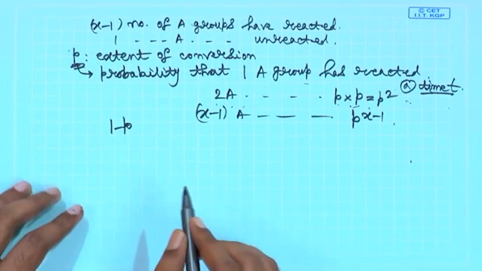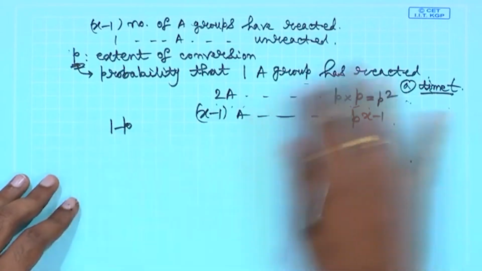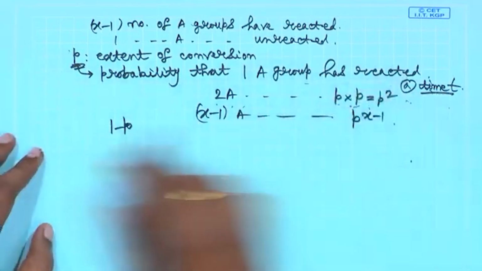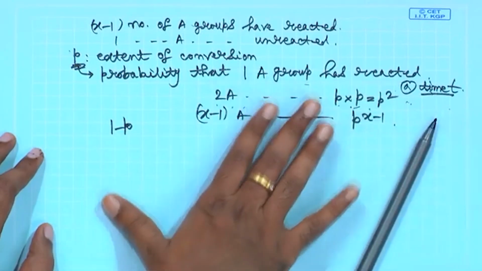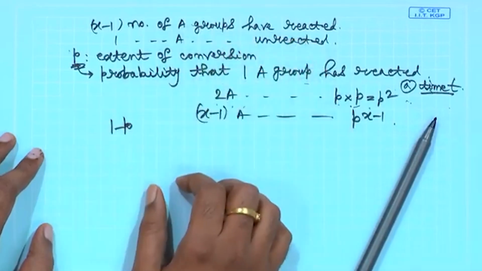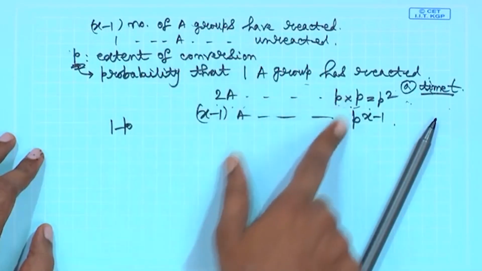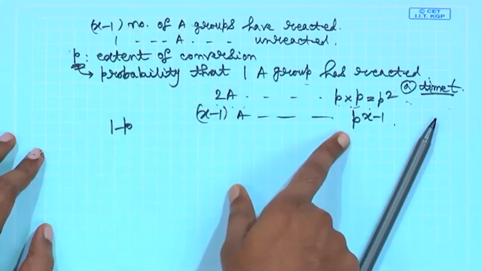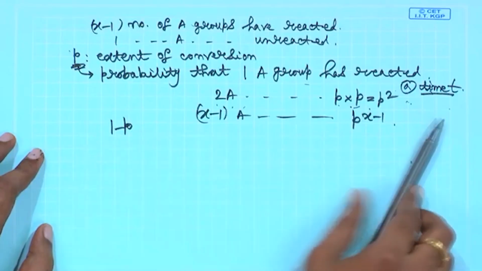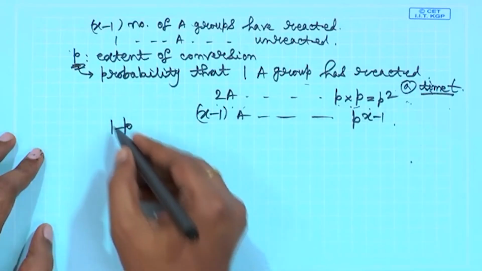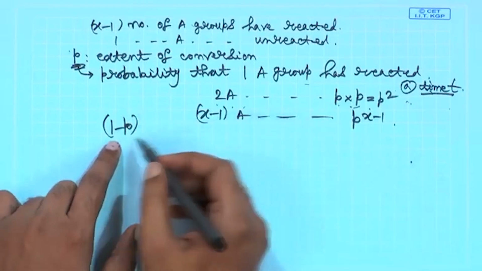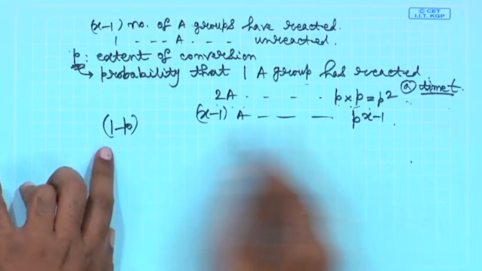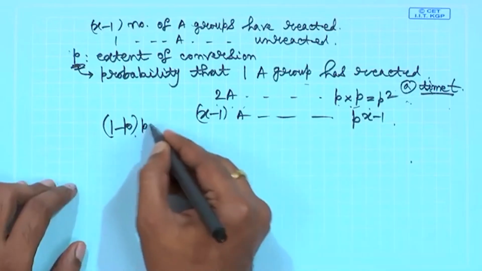So, ultimately what is the probability that all these events occur simultaneously? Because you have to look for the probability of finding the x-mer. The x-mer will be produced when all these events occur simultaneously. That means x minus 1 A groups have reacted and 1 A group has not reacted. So, what is the probability of finding an x-mer? Because these events are independent, again there will be multiplication. So, there will be multiplication of 1 minus P with P to the power x minus 1.